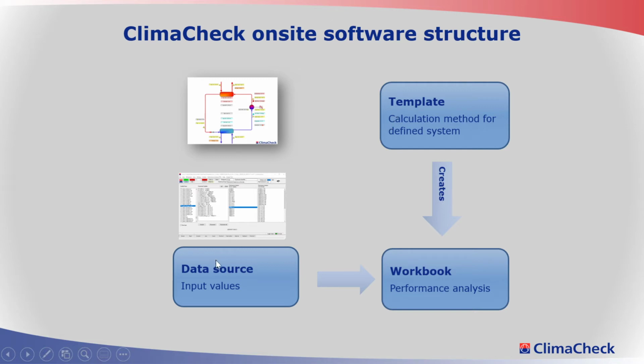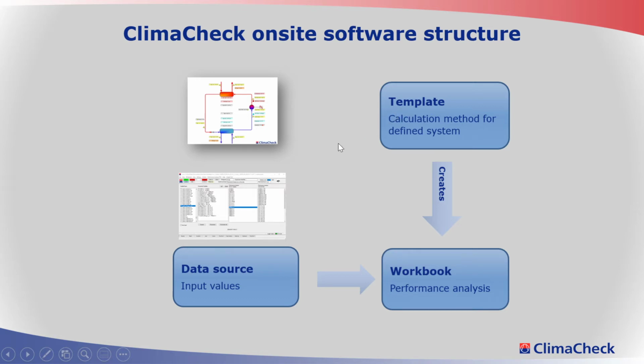Together with the template, the data source form the workbook. And the workbook is what you would see when you open the software. So in that case, you will need to decide the template, which system you're measuring. Is it a 1-circuit system with just a compressor, condenser, expansion valve, and evaporator? Or maybe it has also an economizer. Maybe it has an oil cooling. This needs to be defined in the template.